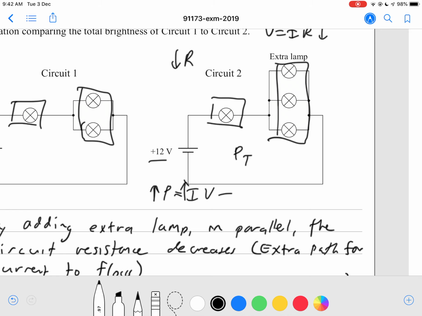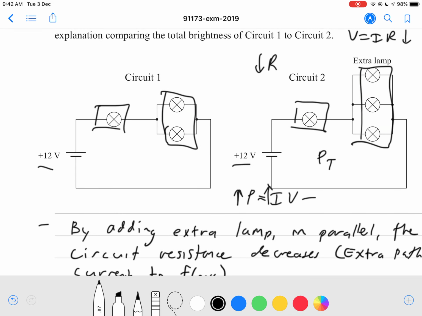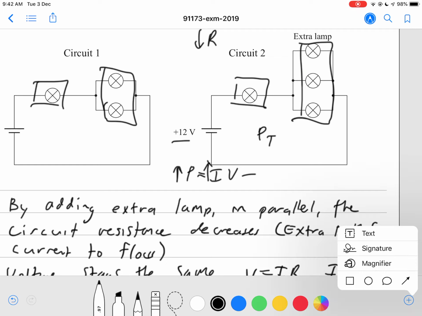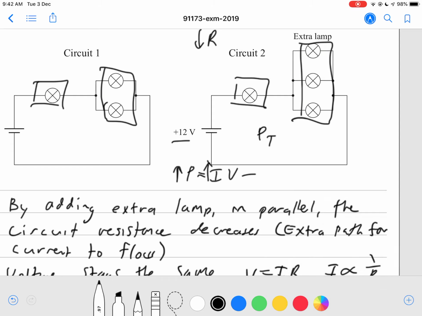Alright, so thinking about it this way, we know that the total current has increased here in circuit 2, and in series current stays the same. So current stays the same throughout the components. So this lamp in series will have I total flowing through it. So hence, as the total current has increased in the circuit, this resistance will stay the same.